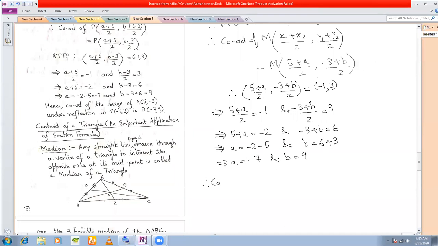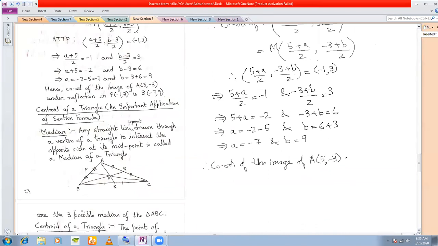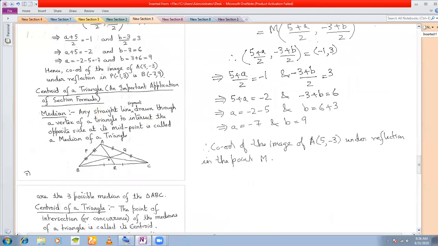So therefore what are the coordinates of A dashed? The coordinates of the image of A 5, minus 3 under reflection in the point M, minus 1, 3 is A dashed, A comma B, and A comma B we have found out as minus 7 comma 9. Any questions here till this point?